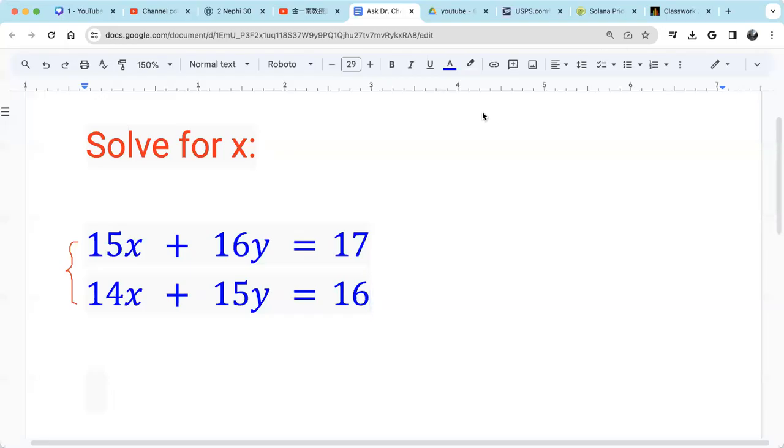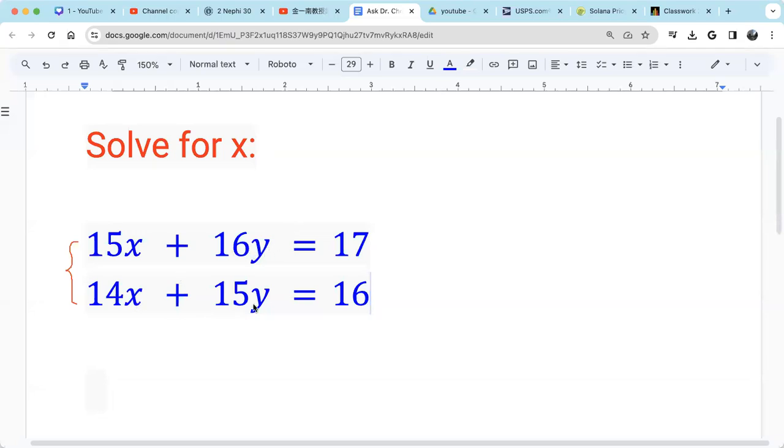Okay, let's try to solve these system equations. We see the numbers. Let's look at the x term. The first equation has x term 15x. The second equation has 14x. Well, let's look at the y term, 16y and 15y.